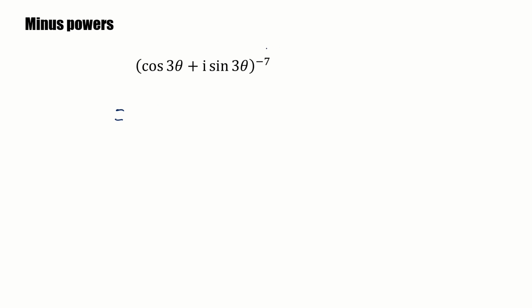Straight away, the first thing we can do is immediately apply de Moivre's theorem here by absorbing that power of minus 7 inside the trig function. So we're going to have cos of 3 theta times minus 7, which would be minus 21 theta. And then we can do the same with the other part. It will be i sine of 3 theta times minus 7, which is again minus 21 theta.